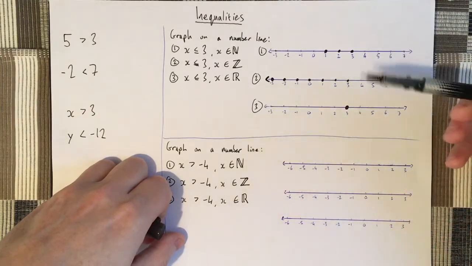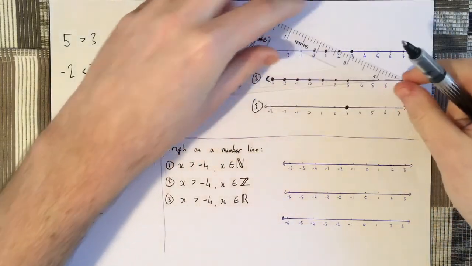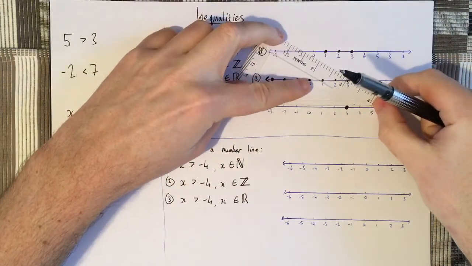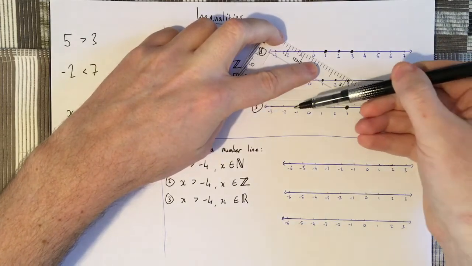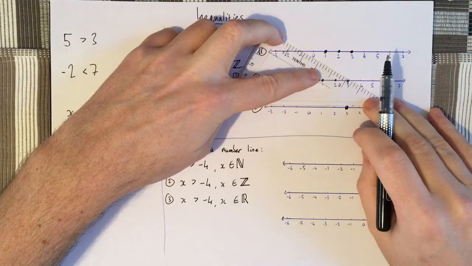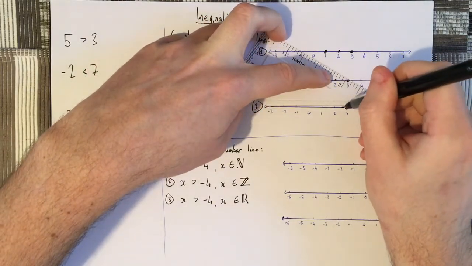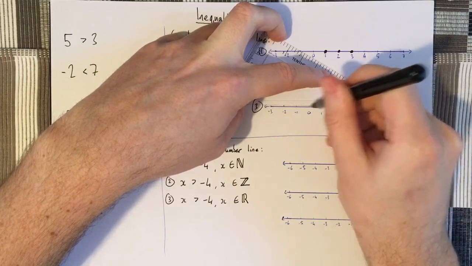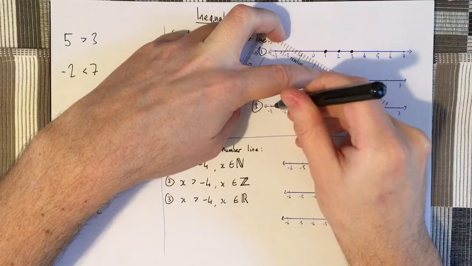So what I'm going to do is take my ruler, or set square in this case, and I'm just going to draw over the line between 3 and 2. And then I'm going to keep going, because I'm interested in all the real numbers less than or equal to 3. So that will be everything.